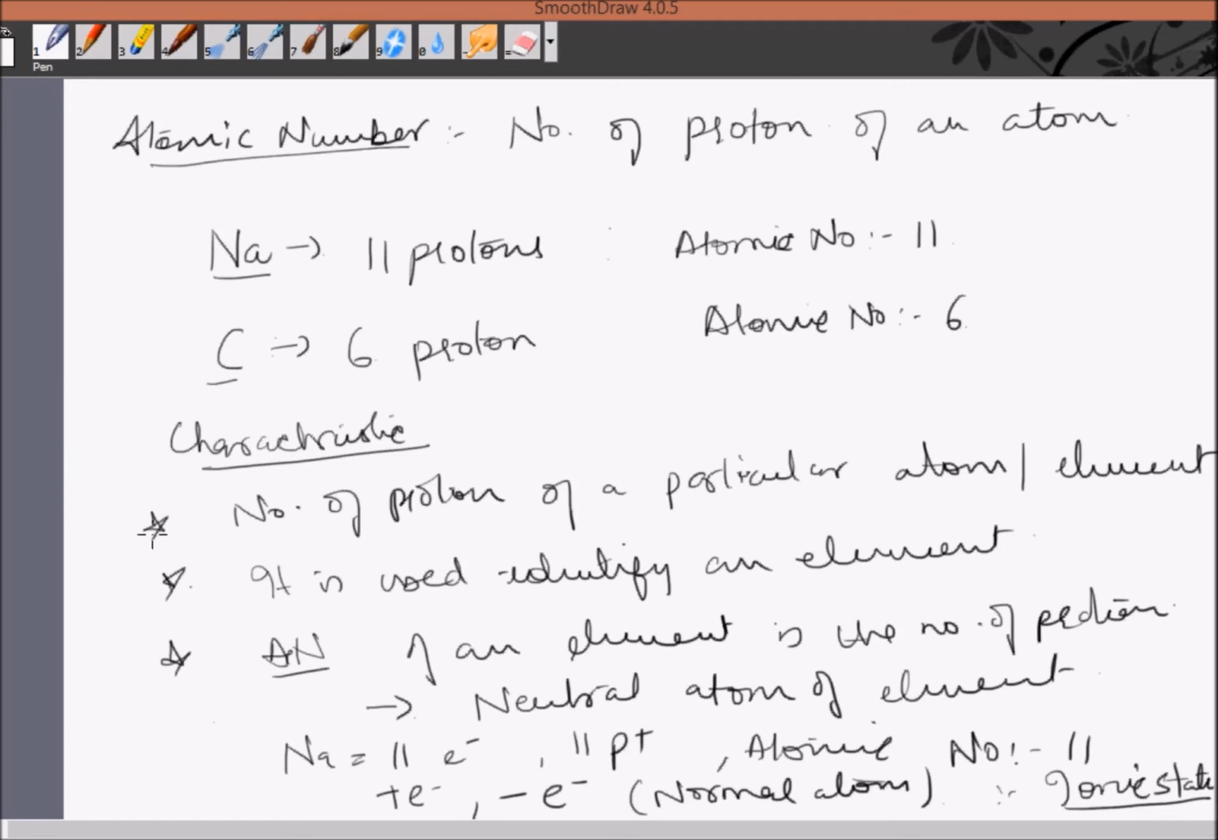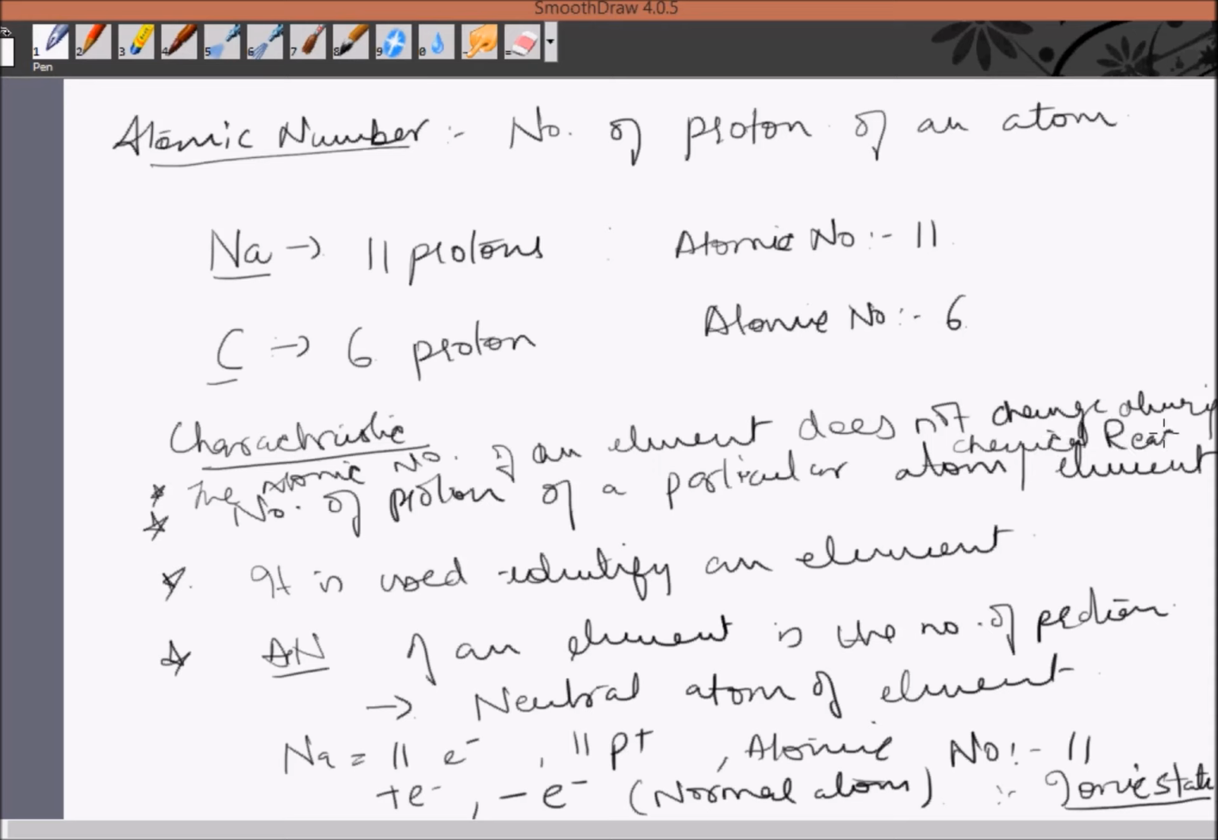It should also be noted that the atomic number of an element does not change during a chemical reaction. It does not change during a chemical reaction, right?